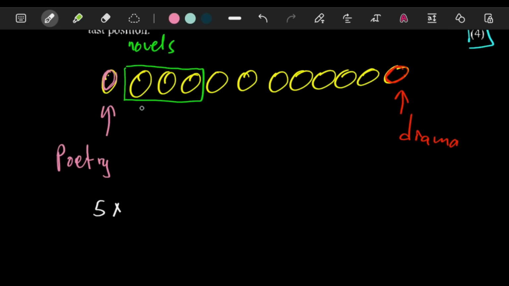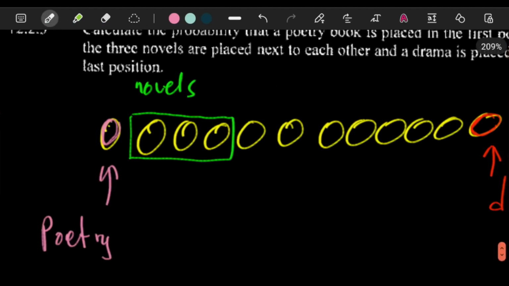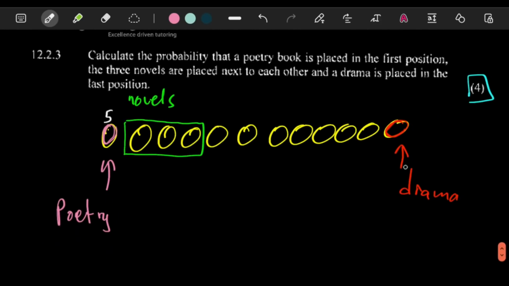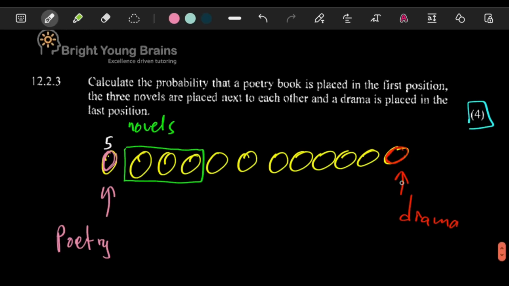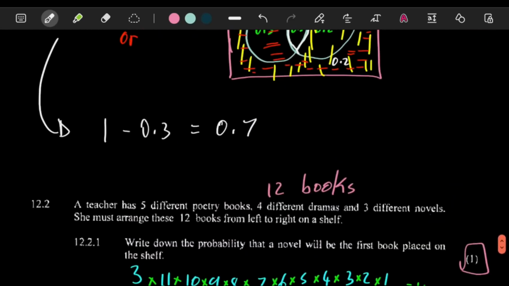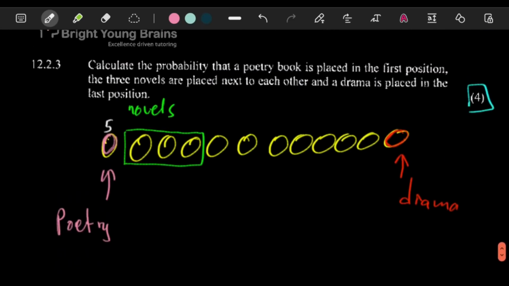And then what you want to recognize is at the back here. You have 1 of 5 options in front, so let's put a 5 over there. And then at the back here, you have to remember they said a drama has to be put in the back. So you have to ask yourself, how many drama books are there? You have 4 dramas. So you have 4 options in the back.